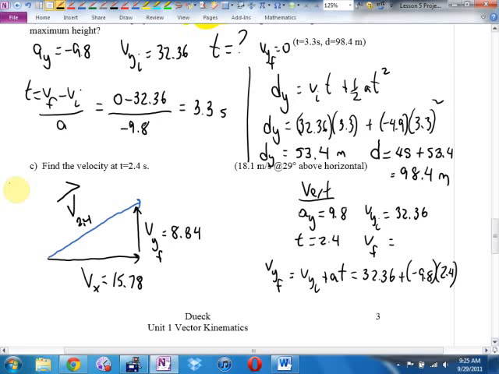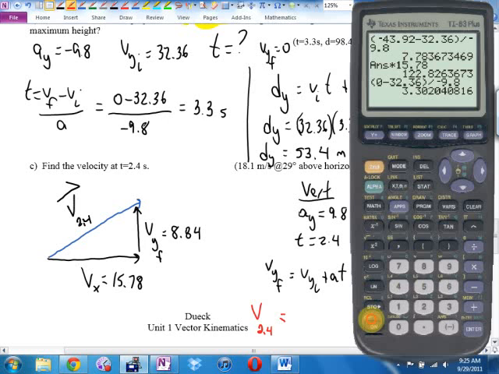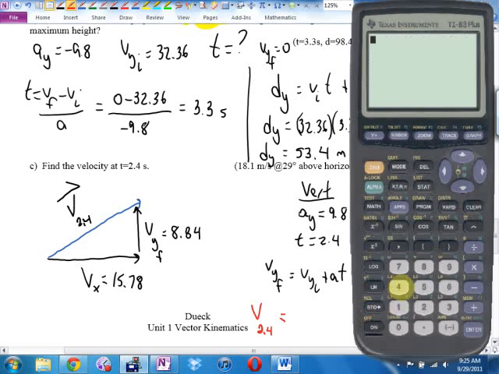So how can I find the magnitude of this velocity? What grade 8 math skill can I pull out of my back pocket? The Pythagorean theorem. Velocity at 2.4 seconds is, and I'm going to do that all in my calculator. I'm actually going to find the squared. What will I remember, Caitlin, before I'm done? To square root. So the magnitude of the velocity I get is 18.1 meters per second.